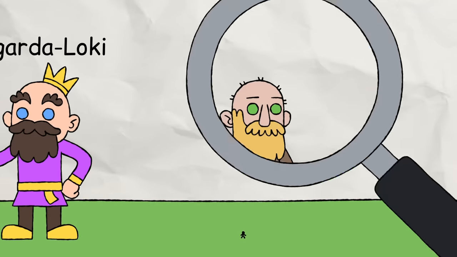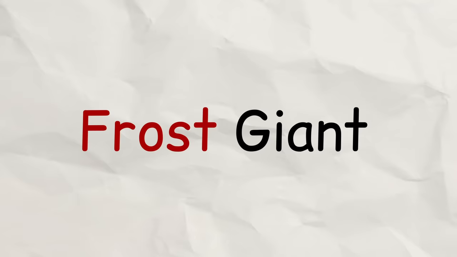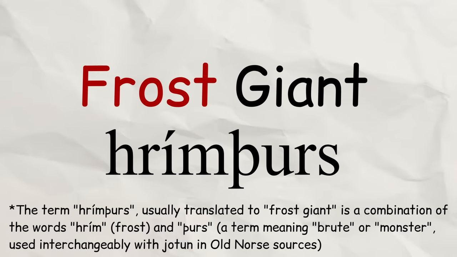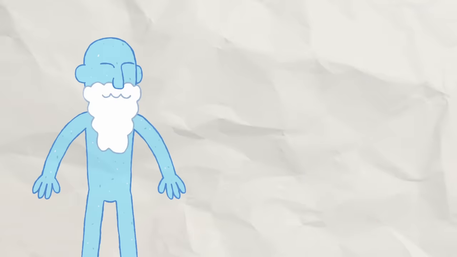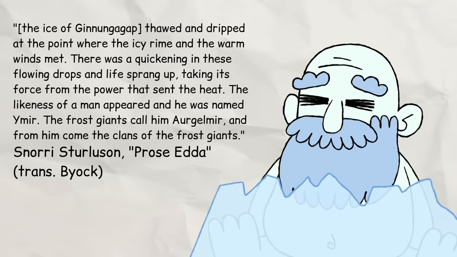For most jotuns in Norse mythology, their size is never mentioned, and nothing about the way they interact with other characters implies there being a significant difference. The prefix frost, as in frost jotun, is also not universally used, and when it is, it doesn't seem like it's meant to indicate them being made of ice or having ice-based elemental powers. It might just be meant to refer to the environment they live in, or the fact that they descend from Ymir, who was born out of ice.